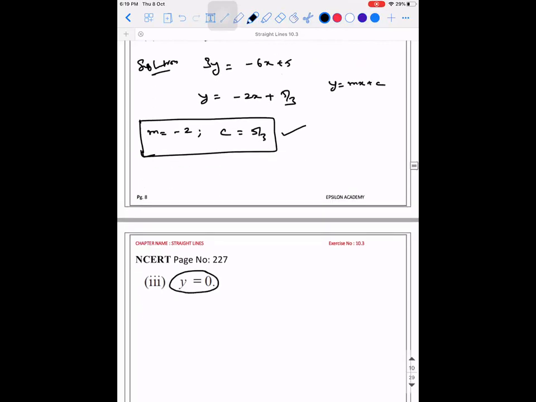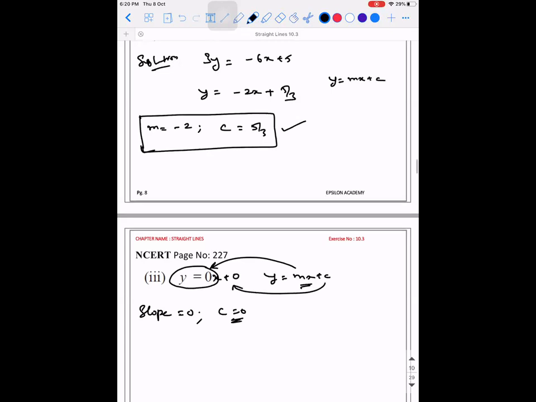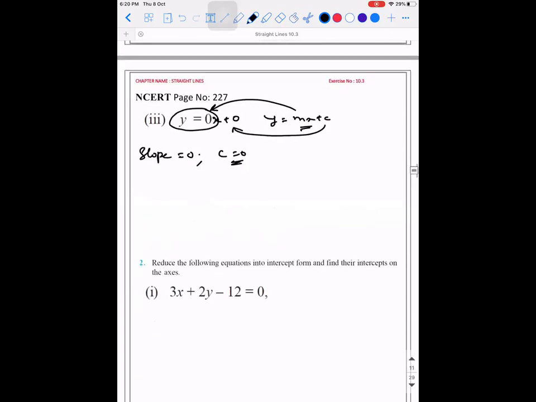Similarly, y is equal to 0. So y is equal to 0 is the x-axis, slope is 0, y-intercept is also 0. So everything you have to write like this only. Comparing with y is equal to mx plus c, so it is 0x plus 0, right? m is 0, c is also 0. Similarly, reduce the following equations into intercept form and find their intercepts on the axes.